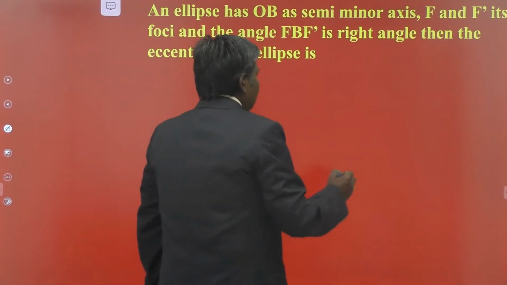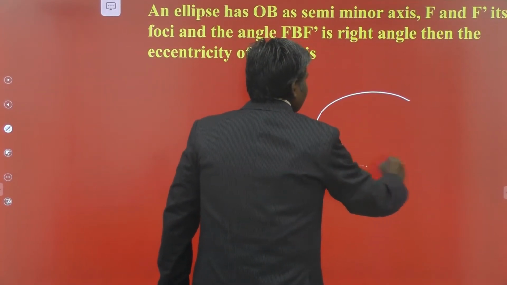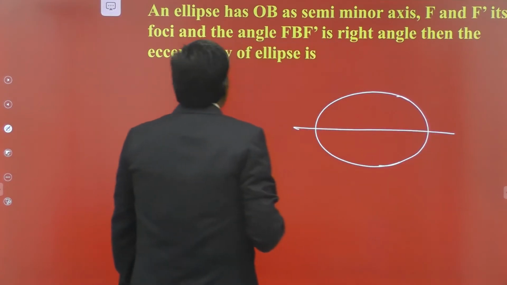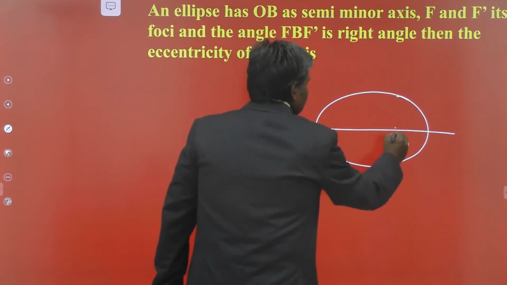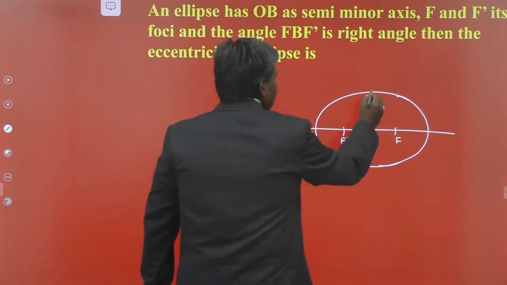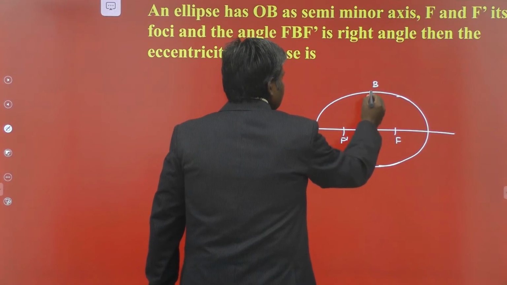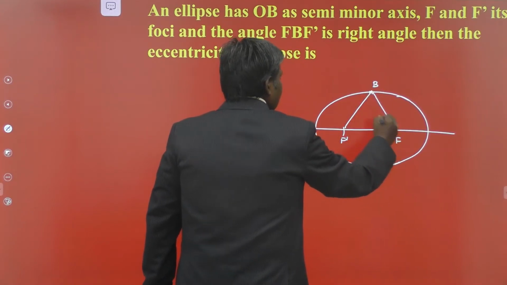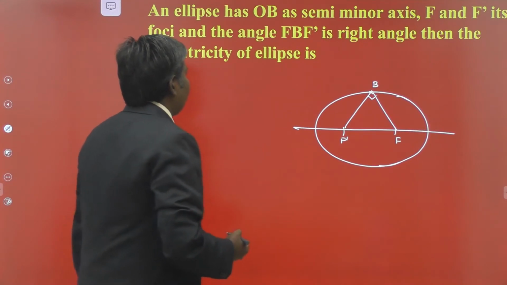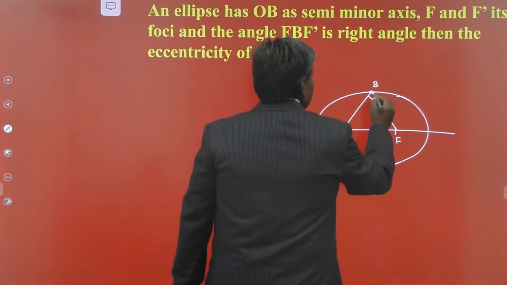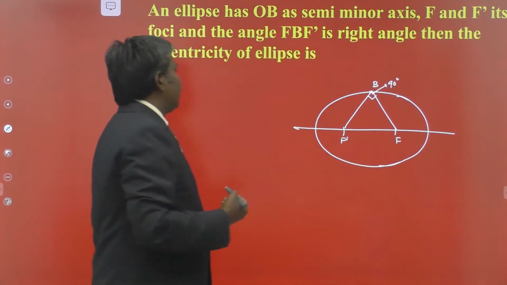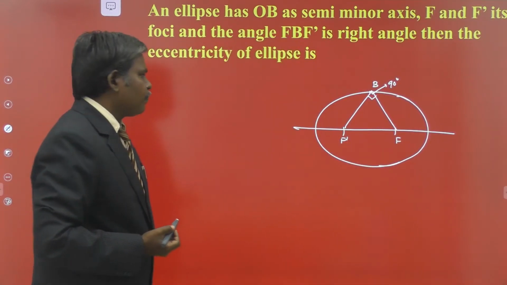B is one end of the minor axis of the ellipse. F and F dash are foci: this is the first focus, this is the second focus F dash. B is one end of the minor axis of this ellipse. The angle is given as 90 degrees, angle FBF dash. Then we have to find the eccentricity of this ellipse.